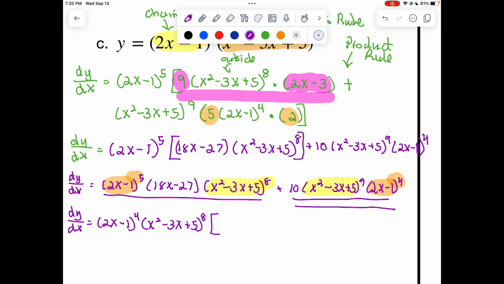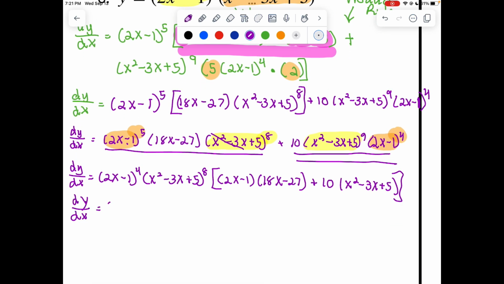And so now, in that first term, I've taken out 4 of those, so I am left with 2x minus 1. I haven't done anything with that 18x minus 27, so I need to times this by 18x minus 27. But I've factored out all 8 of those x squared minus 3x plus 5, so there's no longer any in that term. Now in the second term, I still have the 10. I factor out 8 of the quadratic terms, so I still have 1 of those. And I took out all of the x squared minus 1 factors.